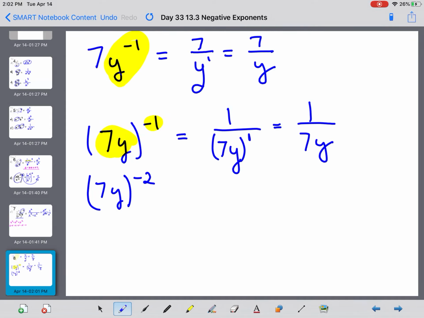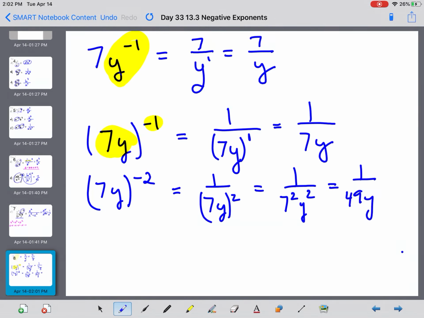What if that were 7y raised to the -2nd power? Well, that's going to look like the same thing. It's going to be that quantity squared. And then notice, raising something to the 2nd power, the 7 gets squared and the y gets squared. So this would be 1 over 49y to the 2nd power.